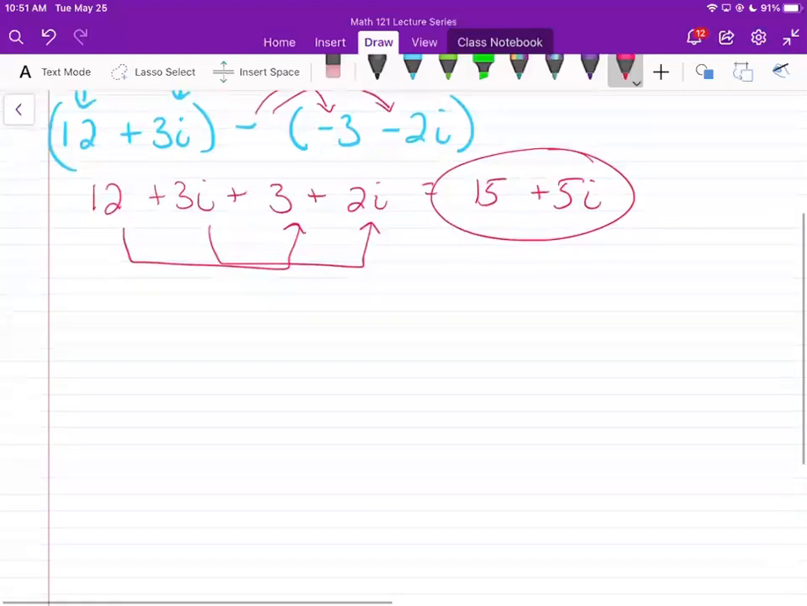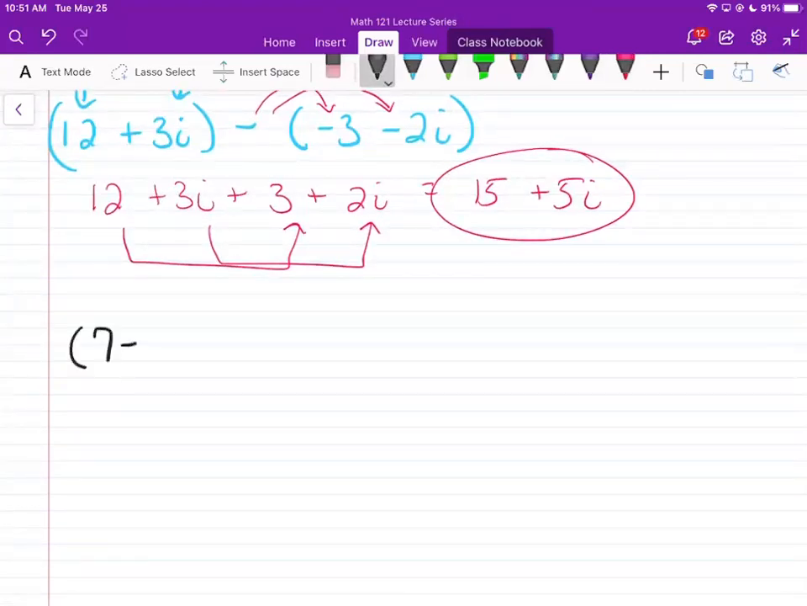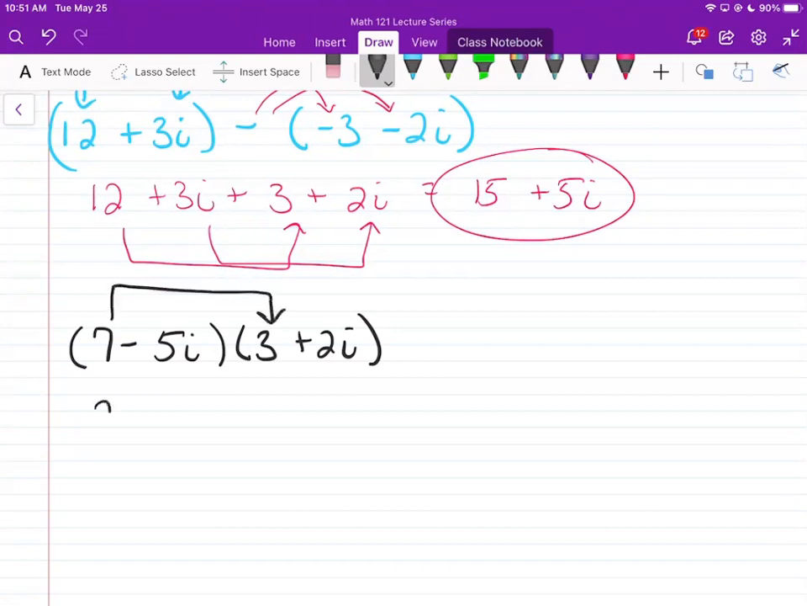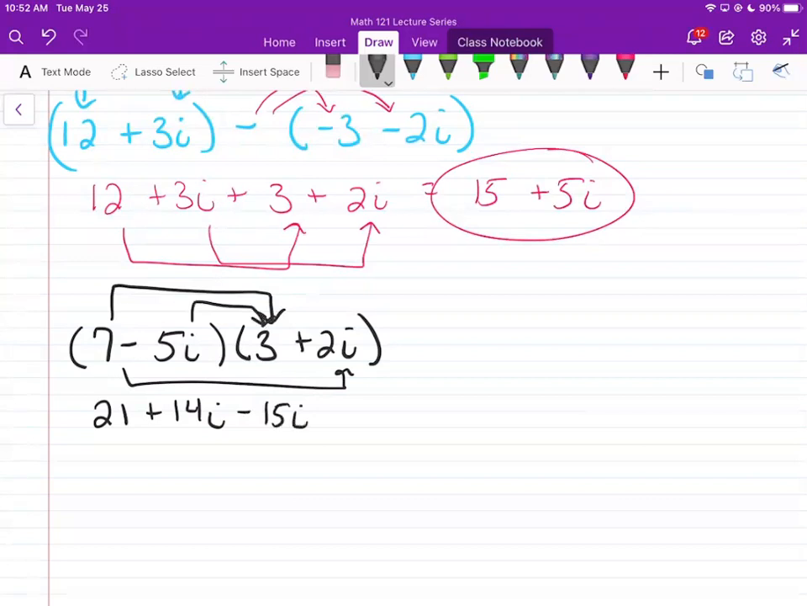Last but not least, suppose we have multiplication. Here you have to be a little more careful because if we're dealing with something like this, we are going to FOIL the expression. And here, when we're foiling, we're going to do our first terms, which gives us 21, our outside terms, which gives us plus 14i, our inside terms gives us minus 15i, but our last terms, notice, gives us negative 10i squared because we have i times i.